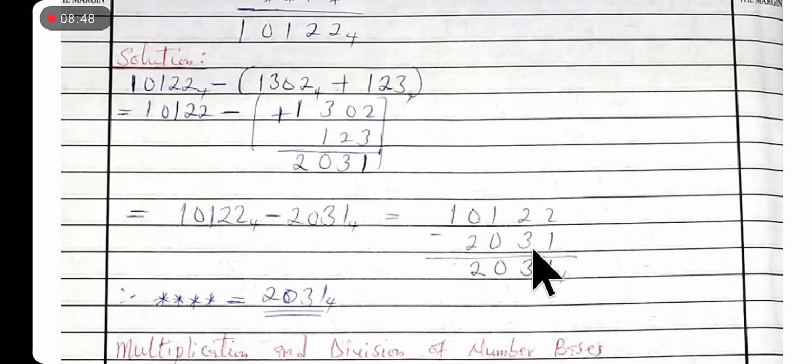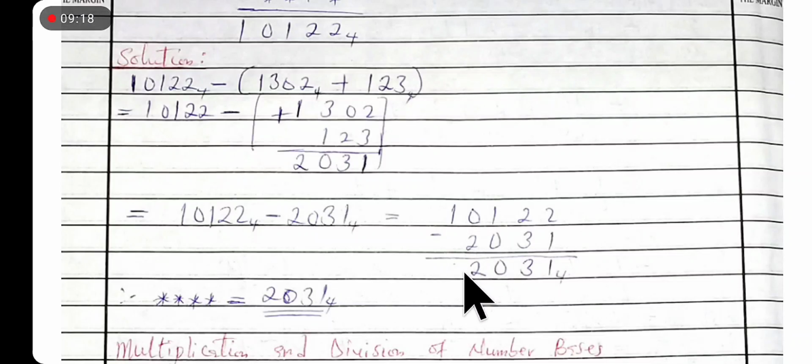2 minus 3 cannot. So borrow this one off. Remember, anything you are borrowing, the real value of it is the base. So when you borrow off this one, remember what you actually borrow is 4, but we call it 1. If you add it to this, 4 plus this 2 is 6. 6 minus 3 is 3. Then here becomes 0 because you have borrowed it off. 0 minus 0 is 0.